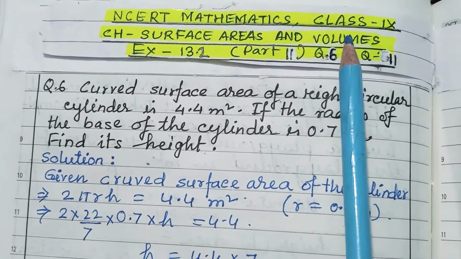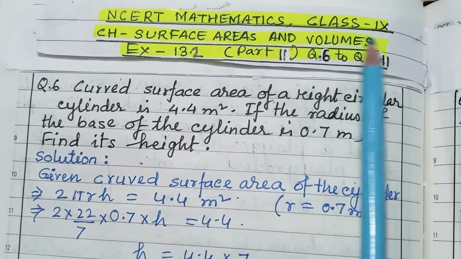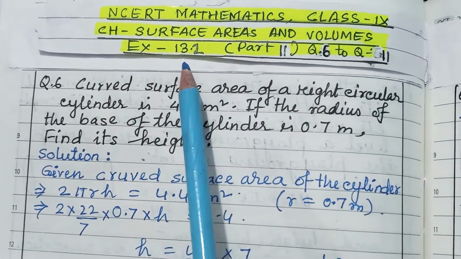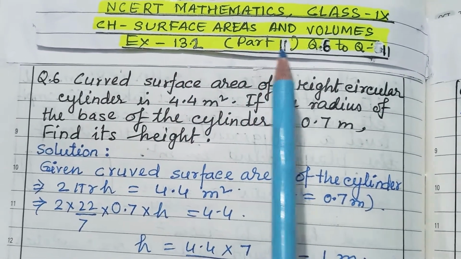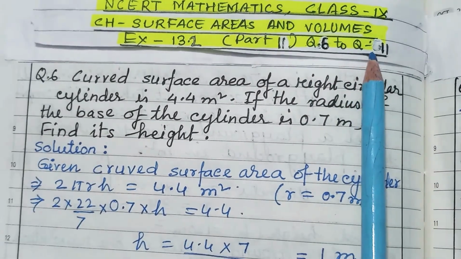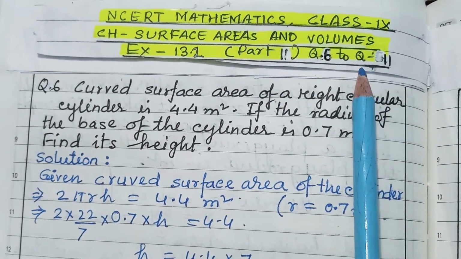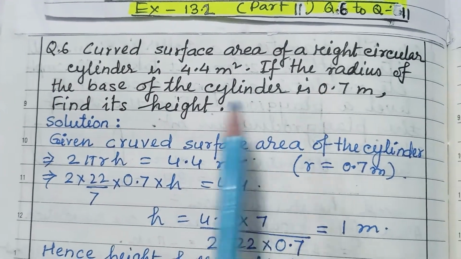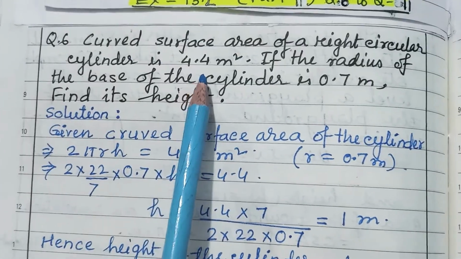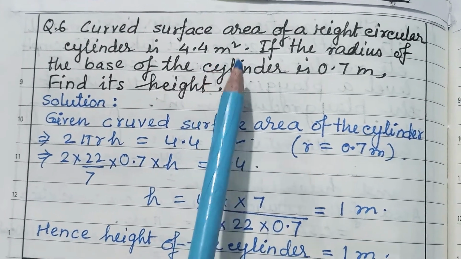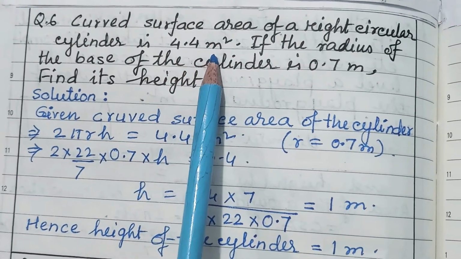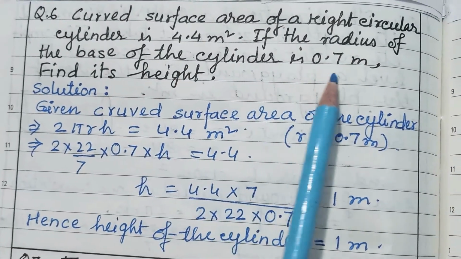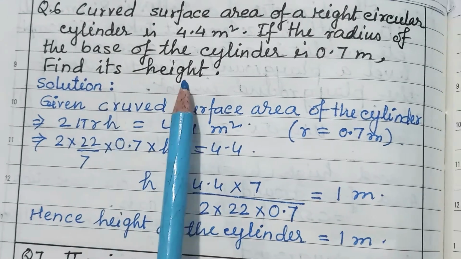Now start today's class. It is class 9, chapter Surface Areas and Volumes, exercise 13.2 part 2, question number 6 to question number 11. Okay. Now in question number 6, the curved surface area of a right circular cylinder is 4.4 meter square. CSA is 4.4 meter square as given. If the radius of the base of the cylinder is given, find its height.